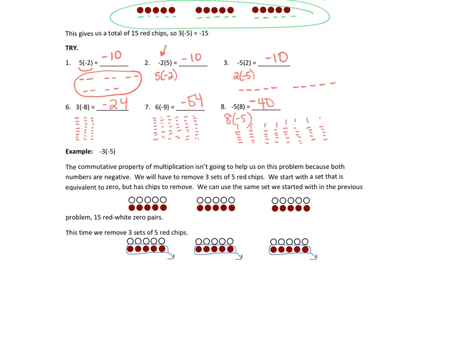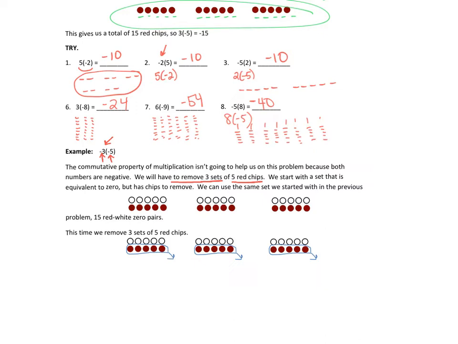When we have something a little bit different, like a negative 3 and a negative 5, we can't use the commutative property, and it doesn't really make sense to have negative 3 groups of negative 5. Like, what does that mean? The way that we see that with these chips is that we're going to remove 3 sets of 5 red chips.